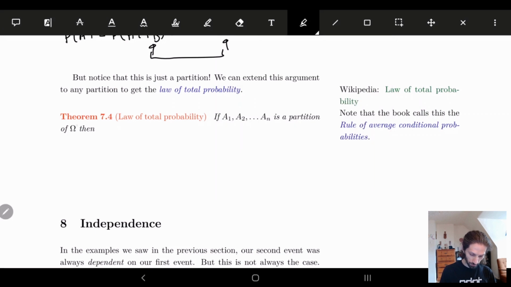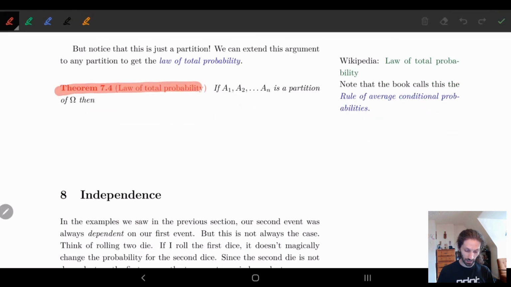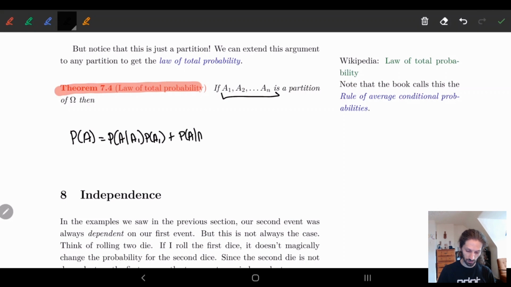The law of total probability states that if I have some partition A1 through AN, and I have some event A, then the probability of A is given by the probability of A given A1 times the probability of A1, plus the probability of A given A2 times the probability of A2, all the way up to the probability of A given AN times the probability of AN. A nice easy way to verify this is true is to remember that each one of these is equal to this intersection.